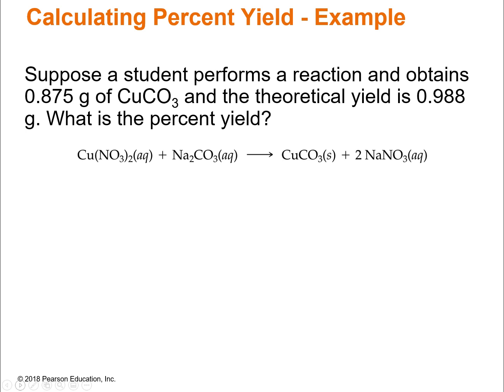So let's say a student performs a reaction and obtains 0.875 grams of copper-2 carbonate, and the theoretical yield is 0.988 grams. What is the percent yield?